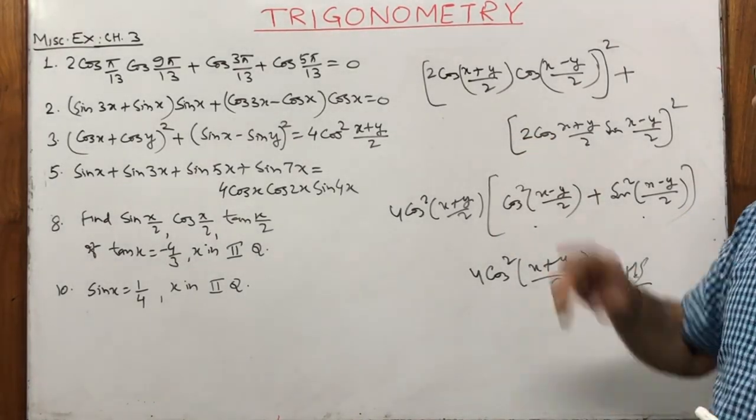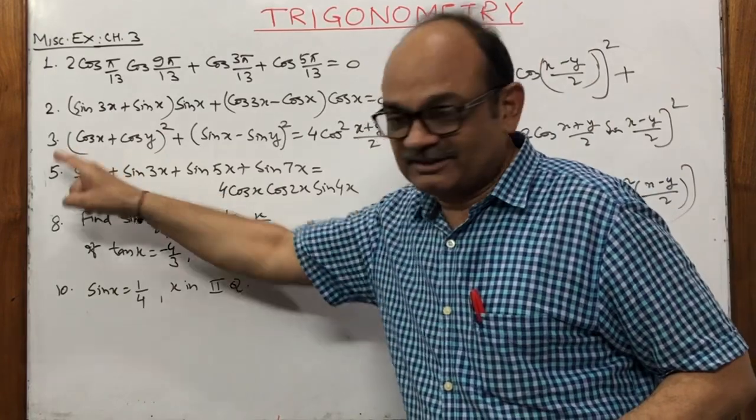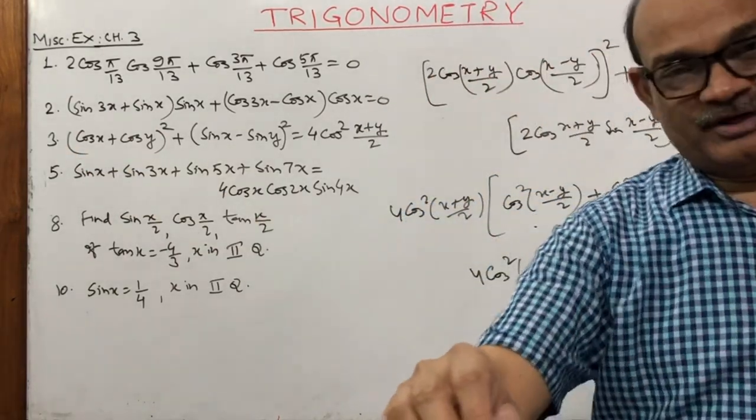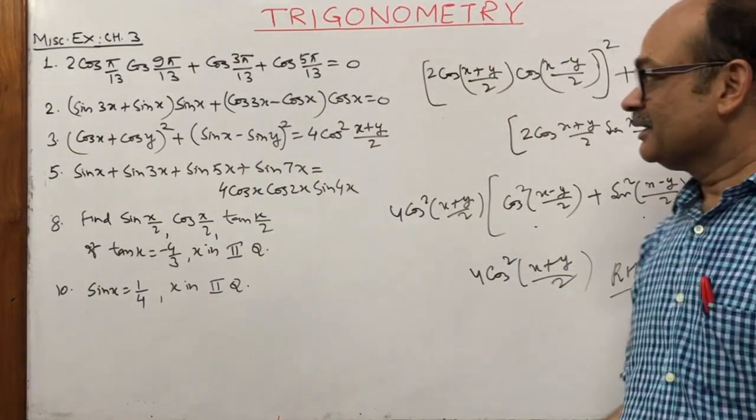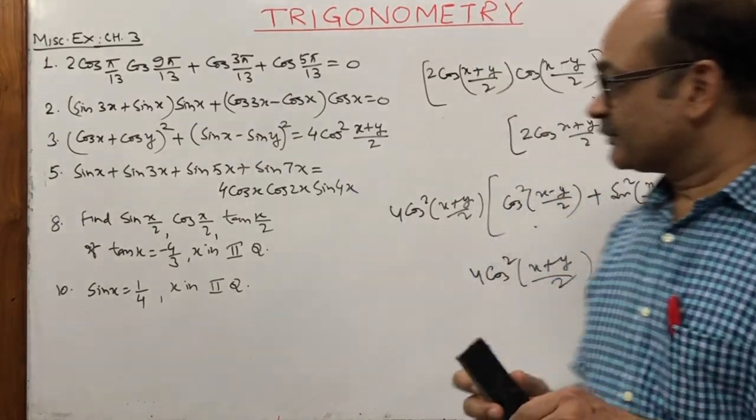And the easy question, and one more question for your homework. After third, the fourth sum is for homework. Correct? Now the next sum is fifth.